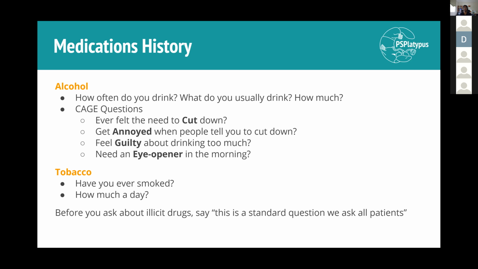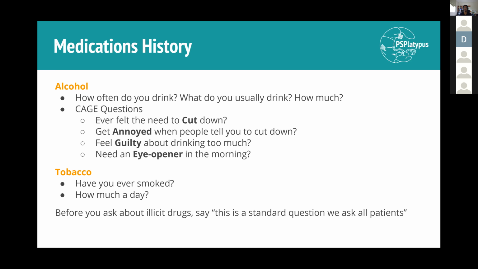So if they drink a large amount, maybe more than 2 to 3 standards a day, consistently, then it might be pertinent to ask the CAGE questions. CAGE questions are basically alcoholism screening. Like, is this person an alcoholic? And it stands for each of those words. So you ask them, ever felt the need to cut down, annoyed, and so on. And if they answer yes to more than one of these questions, then it can be something to mark down and to report in your history. This is a potential risk factor.